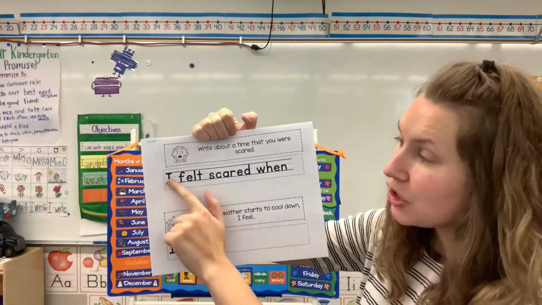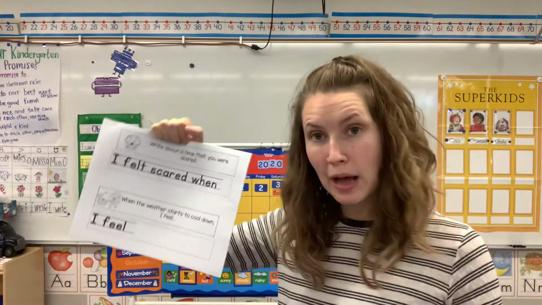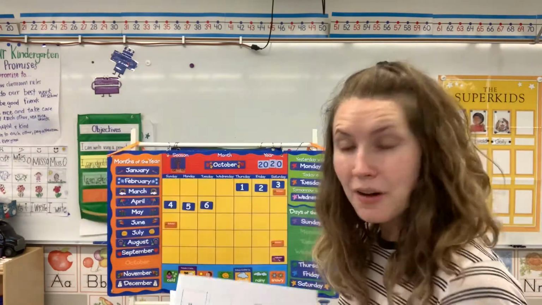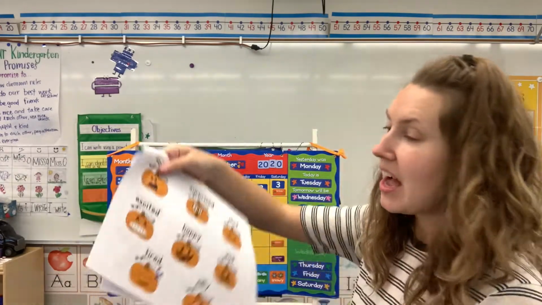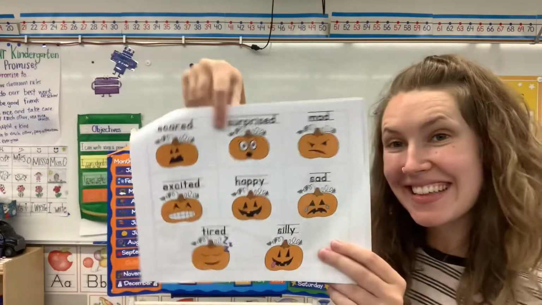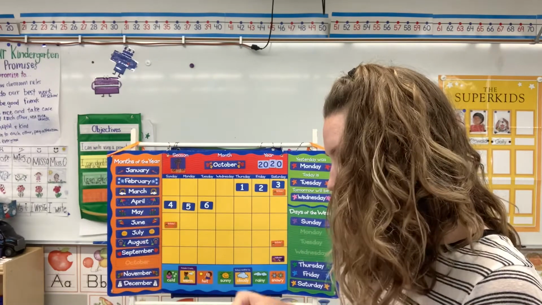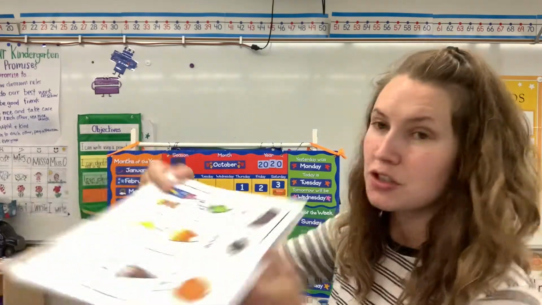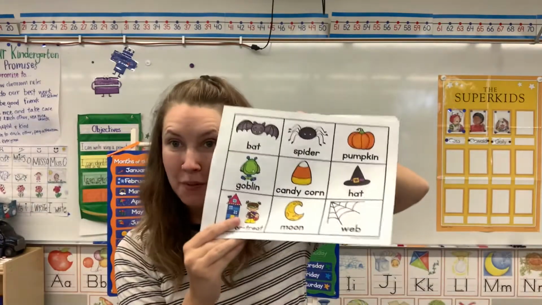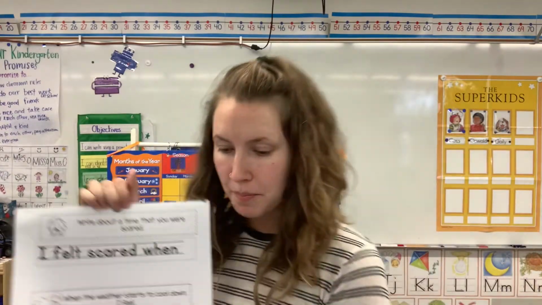And then you have a little sentence starter, something you can use to help you start writing. I also included a few words that might help you with your writing. I included some feeling words and some pictures to help you, some jack-o'-lanterns. And I included some different Halloween words because a lot of our prompts are Halloweeny. So some of these words might help you if you want to write about Halloween. So I'm going to read over our prompts now.